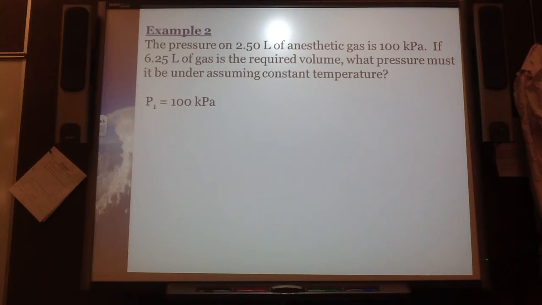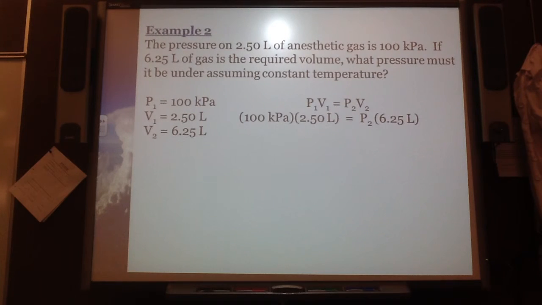So we think our P1 is 100 kPa, our V1 is 2.5 liters, and our V2 is 6.25 liters. And we are looking for P2 as our question. So you can rearrange to solve for P2. Divide both sides by V2.